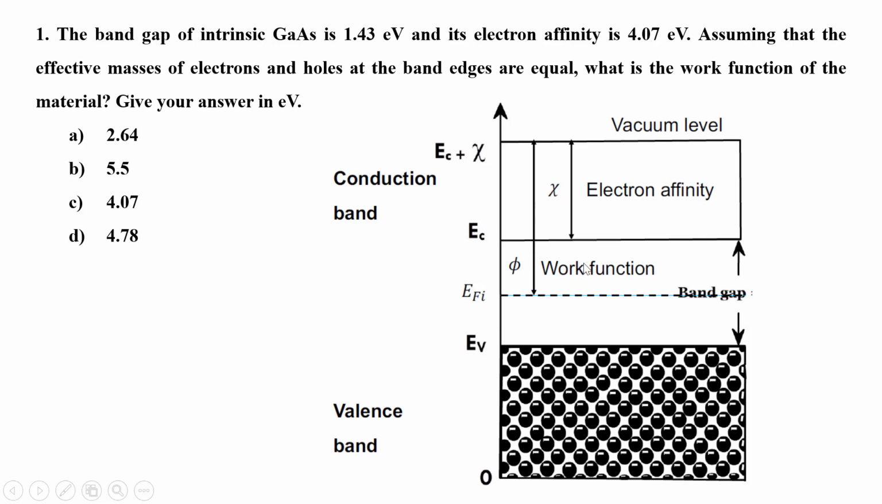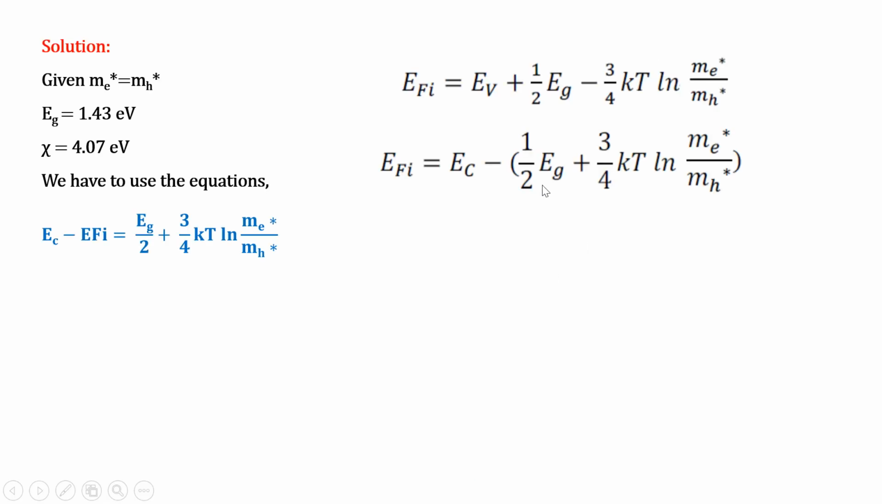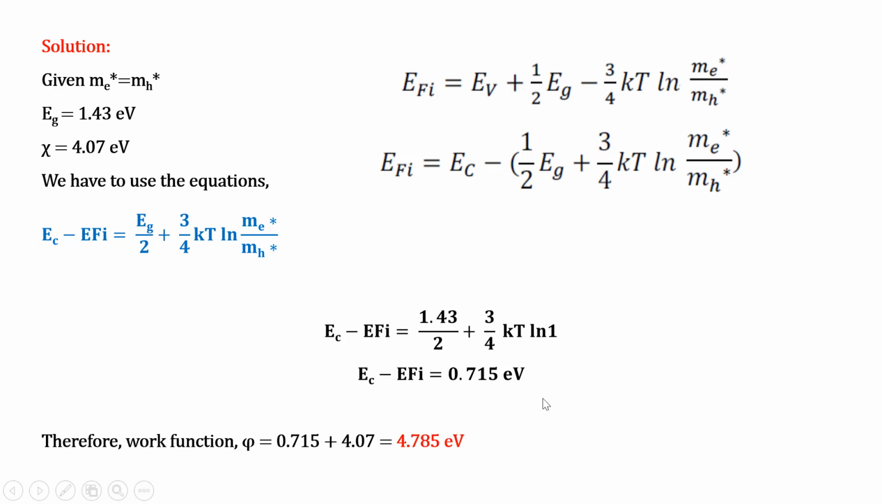Another way of solving it is directly using logic. Here temperature is not given, so we are assuming it to be at absolute zero. At absolute zero your Fermi level will lie at the center between your conduction band and valence band. So at half of 1.43 we have EFi. This distance, EC minus EFi, will be half of 1.43, and that half of 1.43 added to the electron affinity will give us the work function. So either you can go for the logical way or you can use this particular equation for solving. Is that clear to all of you?